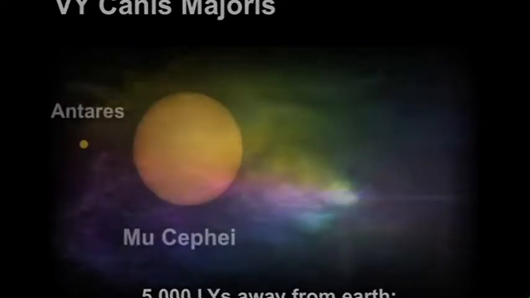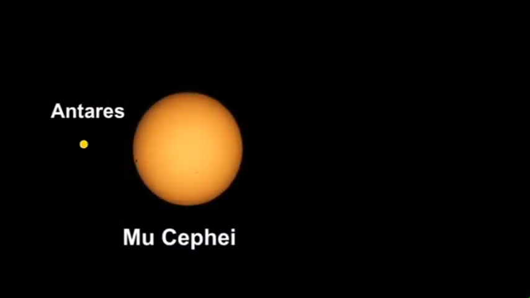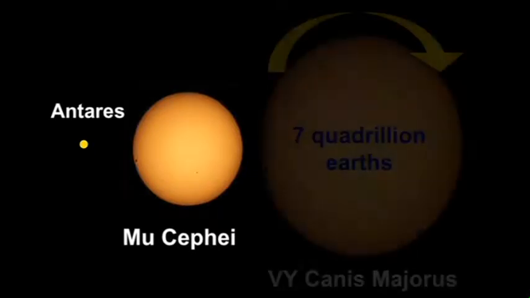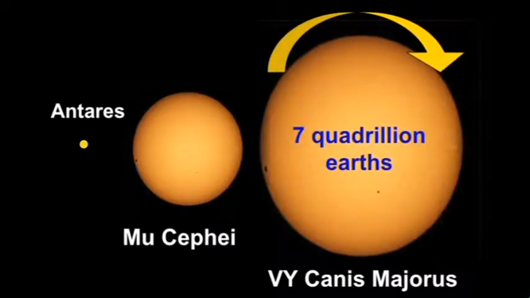Now, in our last depiction of stars, this was Antares compared to Mu Cephei. And here is Mu Cephei compared to Canis Majoris. That is a really big star. It is estimated that 7 quadrillion Earths would fit into this humongous star. In fact, it is so big, it would take light 8 hours to circle that star, traveling at over 186,000 miles per second.